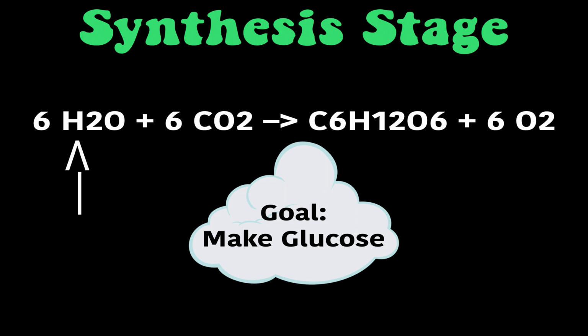The water is broken down to make electrons, and the carbon dioxide is a source of carbon used to make glucose. When glucose is produced, it is used as a source of energy, and the oxygen produced is a byproduct from splitting the water.